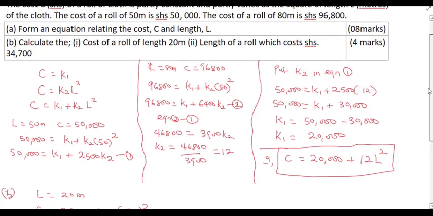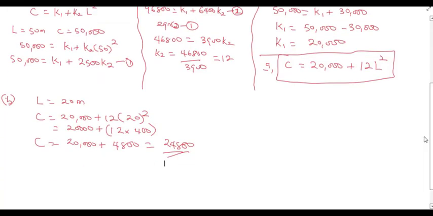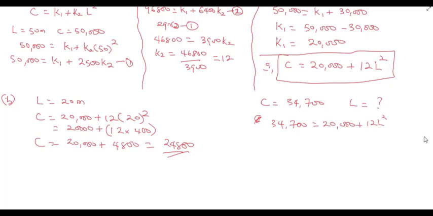Now, C says, find the length of a roll which costs 34,700. Okay, so if the cost is 34,700, we want to find the length. We'll still use our relationship C, which is 34,700 equal to 20,000 plus 12 L squared. So we're going to solve for L. We're going to collect like terms. This will be 34,700 minus 20,000, which is equal to 12 L squared.